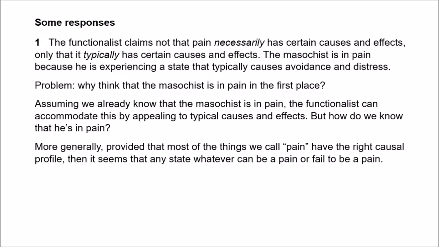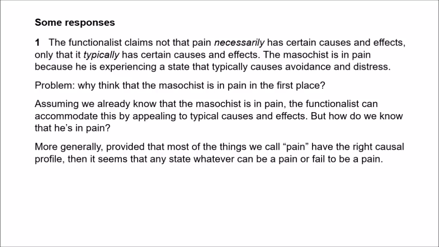So the feeling I get when I eat chocolate cake, for example, could be pain. It's just pain with atypical causes and effects. That's totally compatible with an analysis of pain as being typically caused by bodily damage and typically causing avoidance and distress, assuming that I eat chocolate cake relatively rarely and I feel normal pains relatively often, right? So similarly, the feeling I get when I accidentally hit my thumb with a hammer and I scream out loud, that feeling could be joy, just joy with atypical causes and effects.